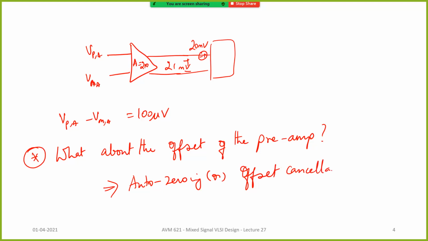Now, this is a very elegant technique. Let me draw this. Let me draw and explain. Okay, let's say this is your fully differential op amp. Now, in one phase of the clock, what I'm going to do is measure the offset of this op amp.